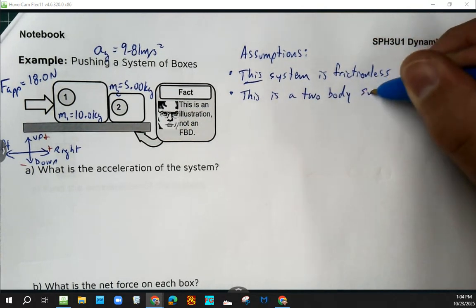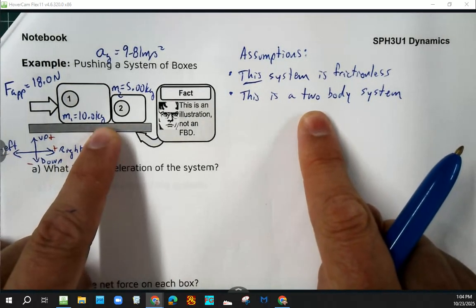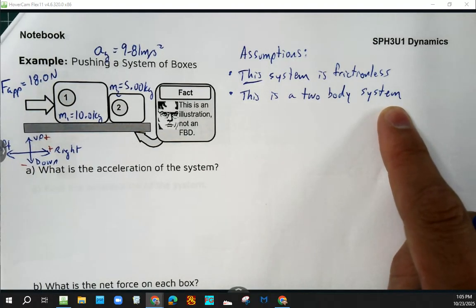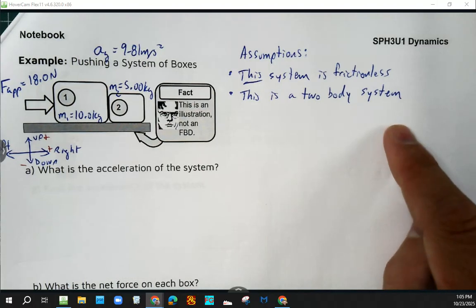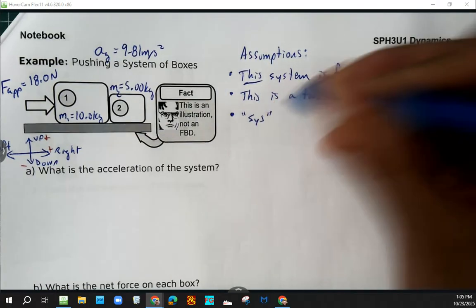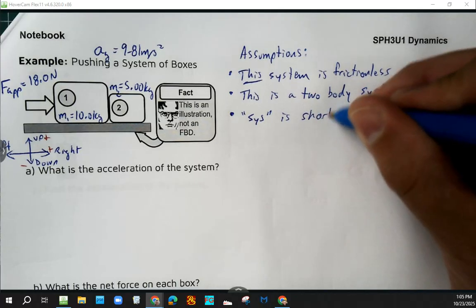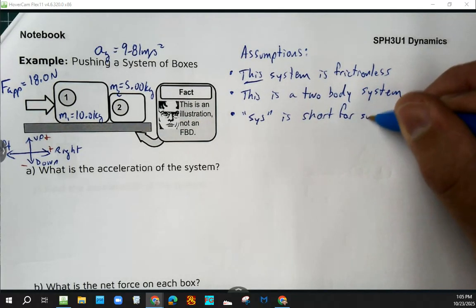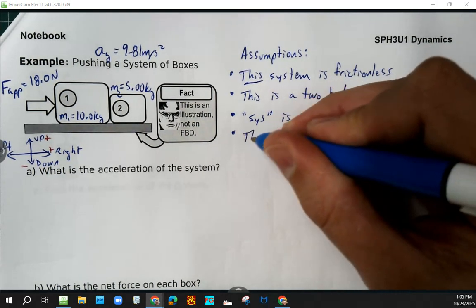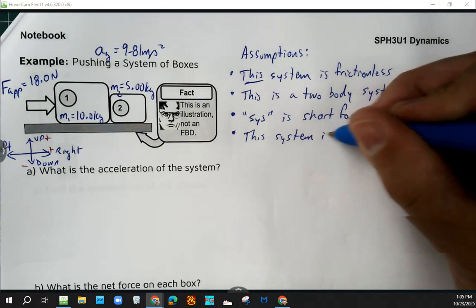Now, when I say that something is a two-body system, the fact that there's two bodies means that there are two objects. The fact that it's a system means that these two objects are all kind of working together. They're all a part of the same thing. Okay? They're acting in unison somehow. Notationally, if you see a subscript for sys, sys is going to be short for system. And something about this system is a rigid system.